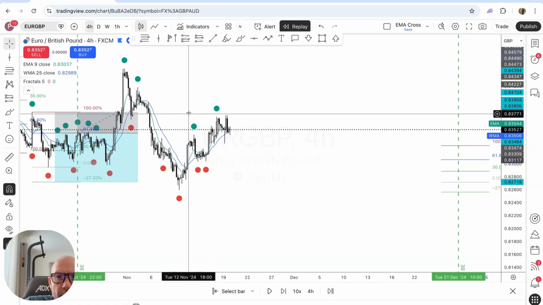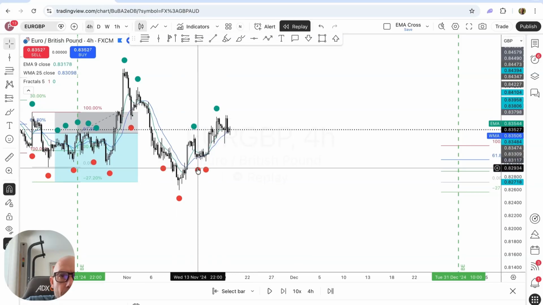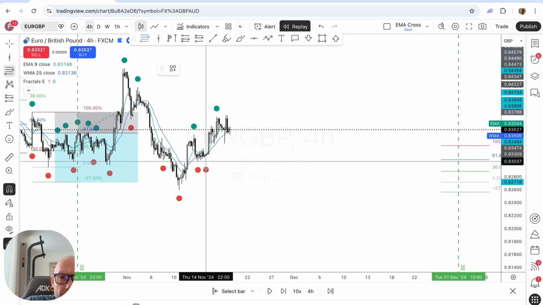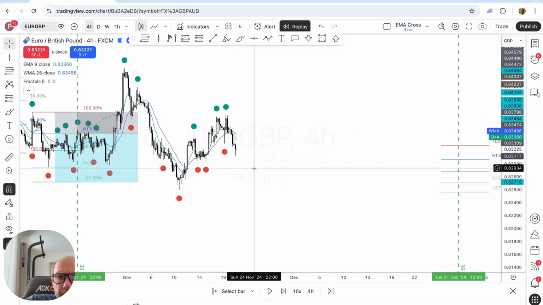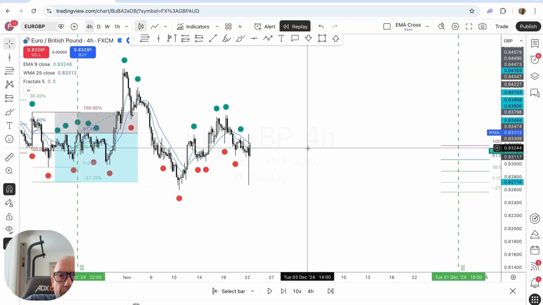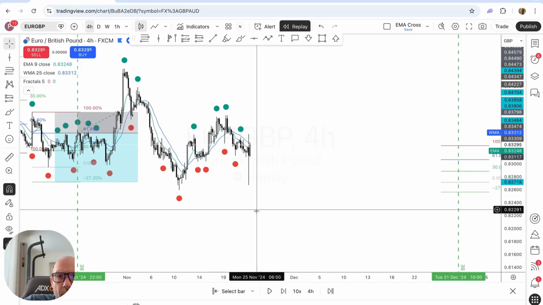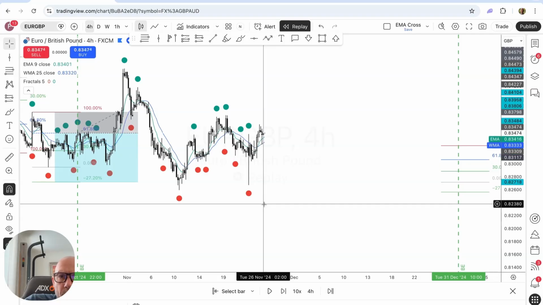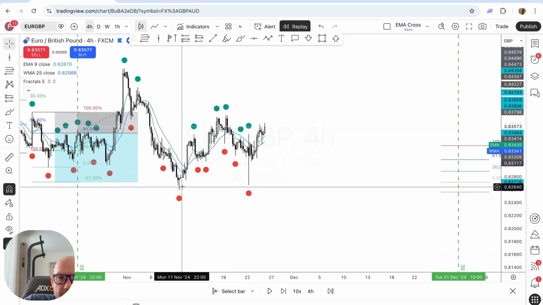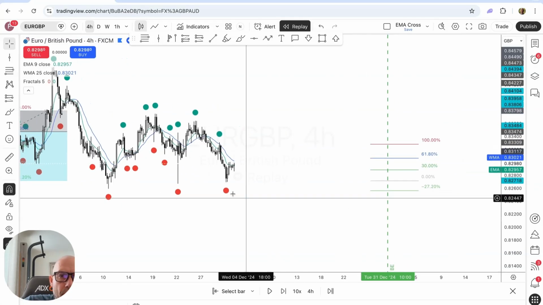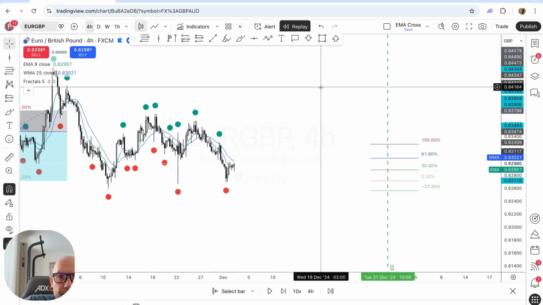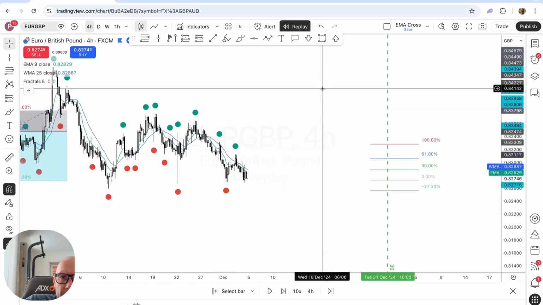Could potentially have looked at this. I don't know if it came back. Didn't quite enter anyway. Not sure, this hasn't broken structure here. Technically could have taken that. Just looked a bit choppy.